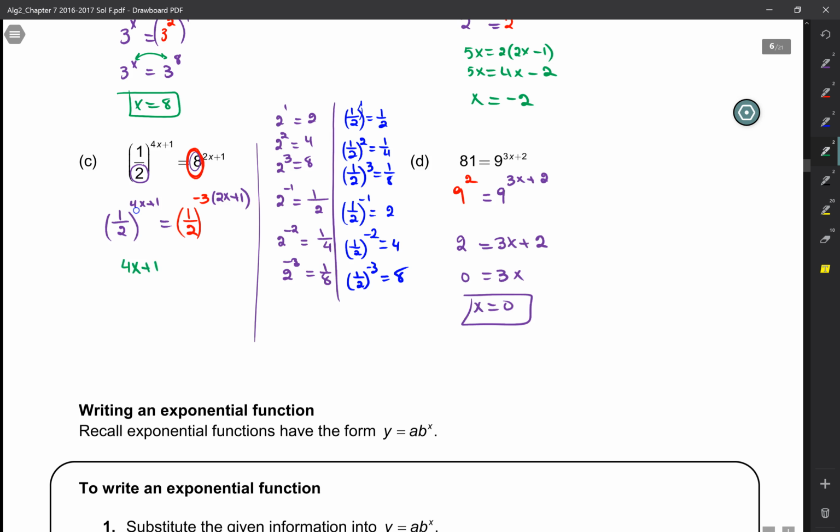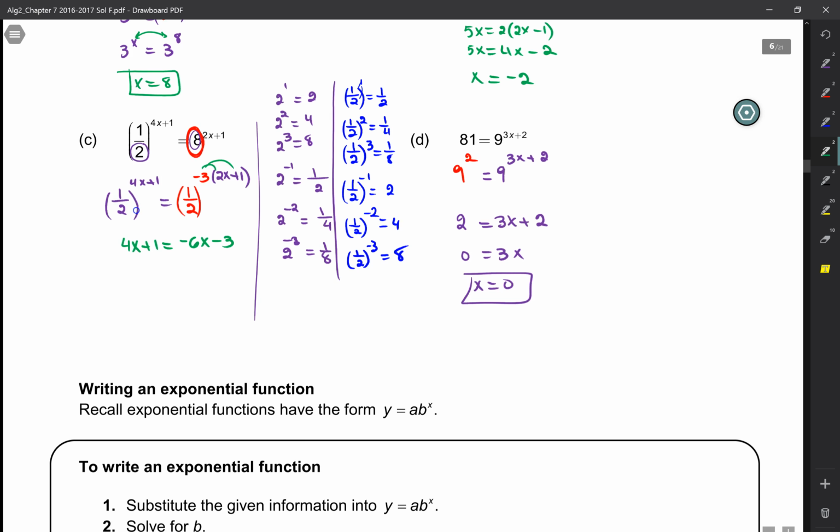So now what am I going to do? Set the exponents equal to each other. Negative 6x minus 3, I just distributed here. Now, I add 6x to both sides. 10x plus 1 is equal to negative 3. 10x is equal to negative 4. And what's x? Negative 4 over 10, which is negative 2 over 5.